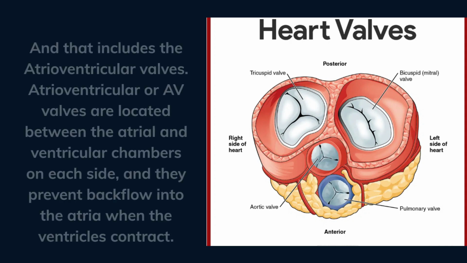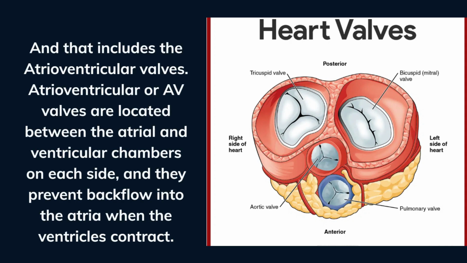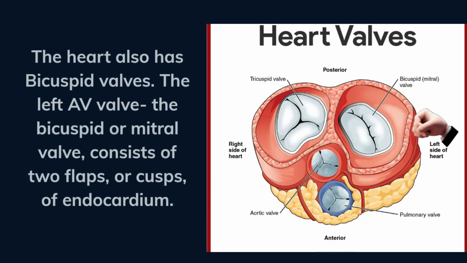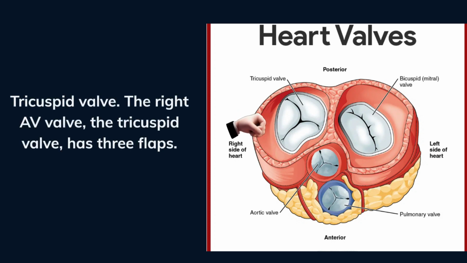And that includes the atrioventricular valves. Atrioventricular or AV valves are located between the atrial and ventricular chambers on each side, and they prevent backflow into the atria when the ventricles contract. The heart also has bicuspid valves. The left AV valve, the bicuspid or mitral valve, consists of 2 flaps, or cusps, of endocardium. Tricuspid valve. The right AV valve, the tricuspid valve, has 3 flaps.